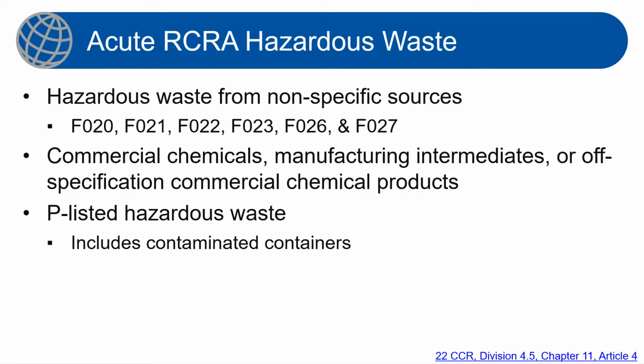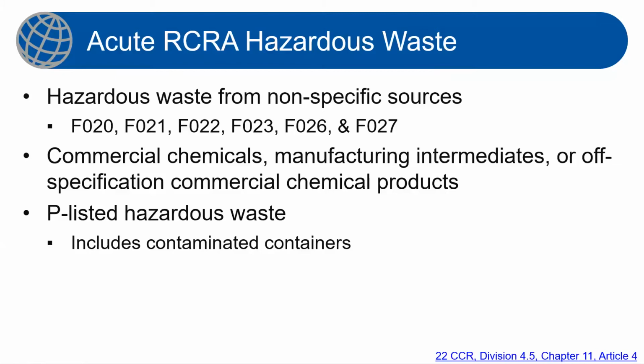Any of those chemicals on the P list would be considered to be an acute RCRA hazardous waste. And additionally, not only are those wastes on the P list considered to be acute hazardous waste, but if you have a container that previously contained one of those P-listed hazardous wastes, and that container has residue of that waste within it, unless that container has been triple rinsed, the container would carry the P code as well, and would be considered to be an acute hazardous waste.